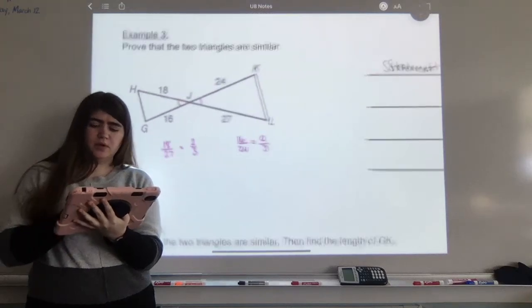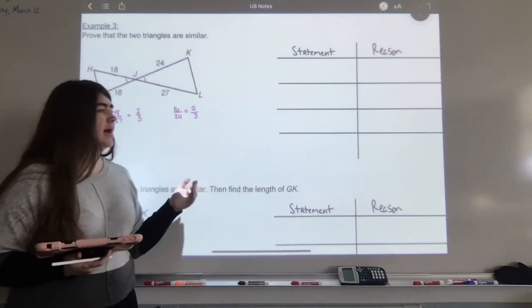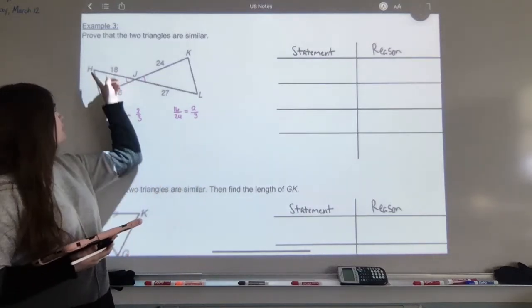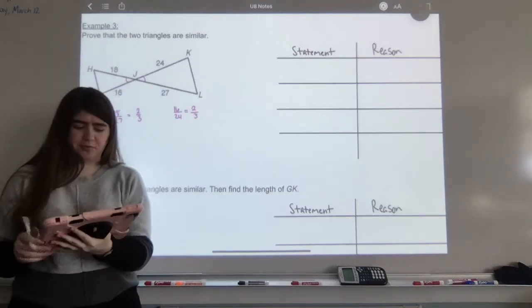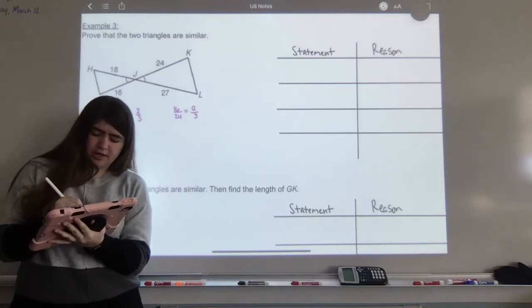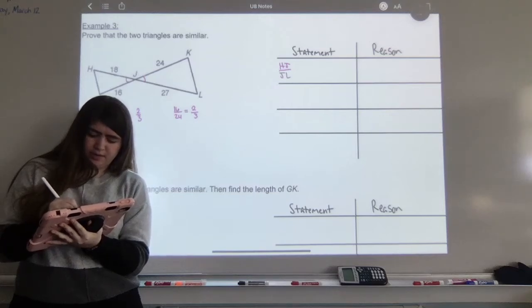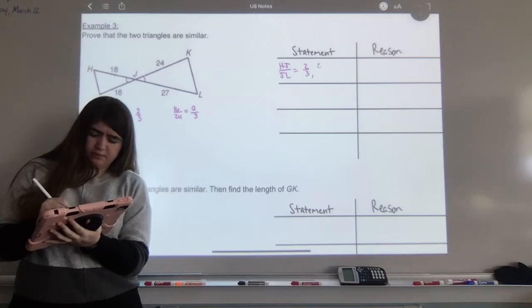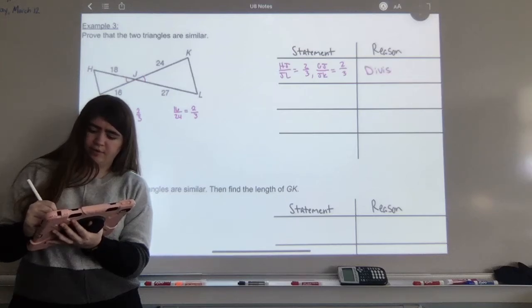Those are the three pieces of information that I need to use to solve this proof. So I'm going to once again start by acknowledging the division of my side lengths to get that ratio. I have HJ over JL for my first one, in place of 18 over 27. That's equal to 2/3. And I have GJ over JK for 16 over 24, and that is also equal to 2/3. The reason I'm allowed to do that is because of the division property.